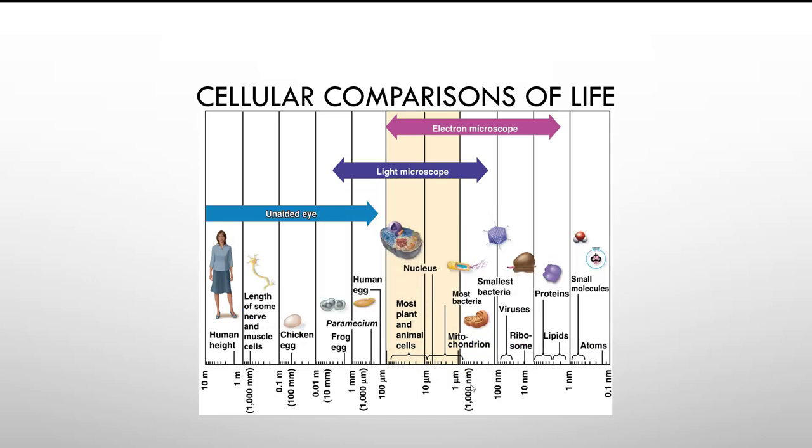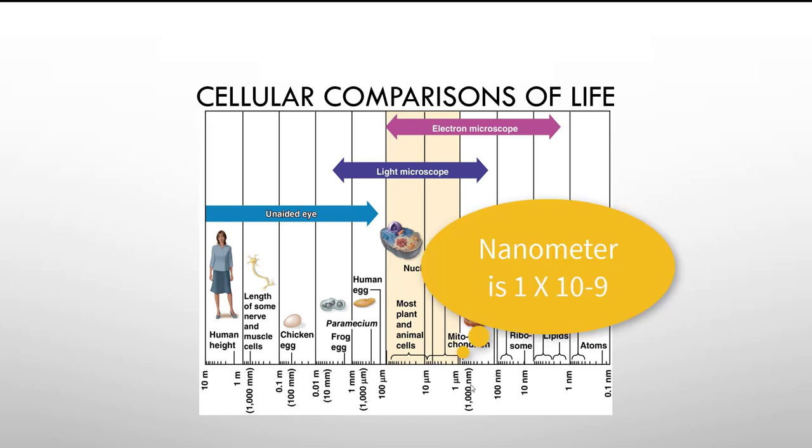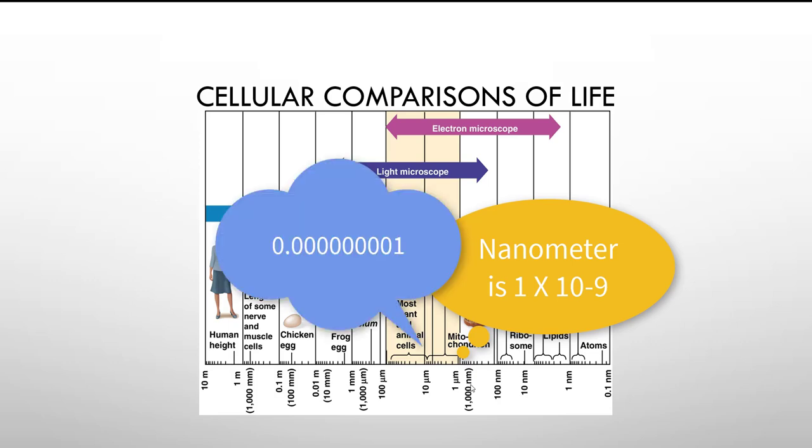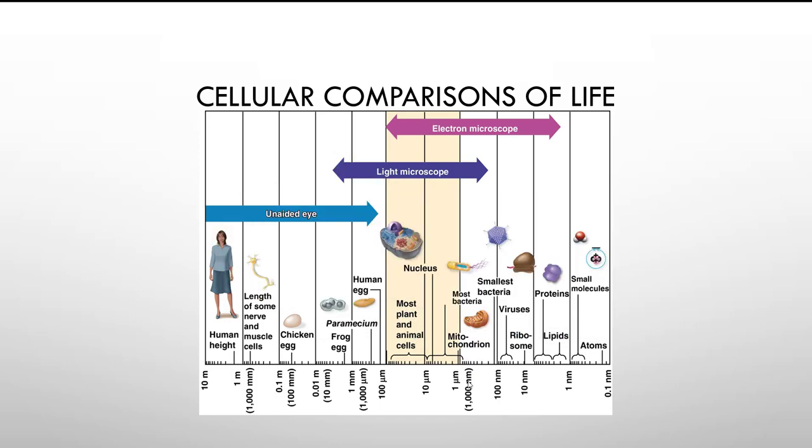A nanometer is even smaller than that. It's 10 to the negative 9. So imagine a decimal point with 8 zeros and a 1 after that. That's very, very, very small. So you can imagine that most bacteria are really tiny. We cannot actually see them with a normal microscope. You can barely see them with a light microscope, if you can. Most likely you can't. You have to view them with an electron microscope.